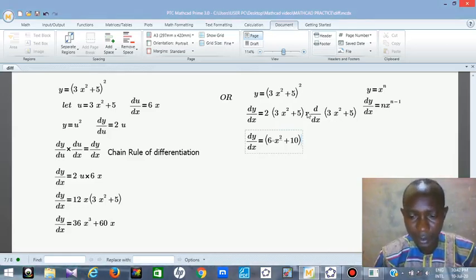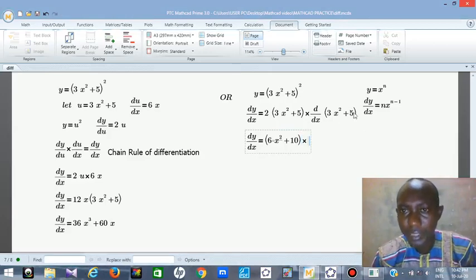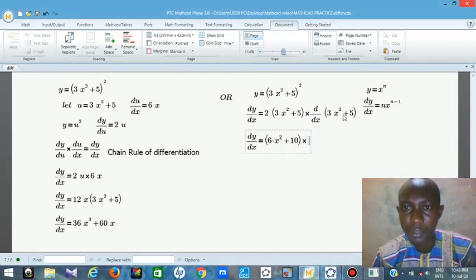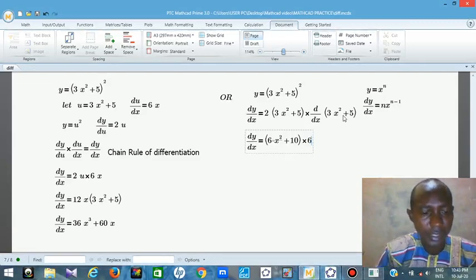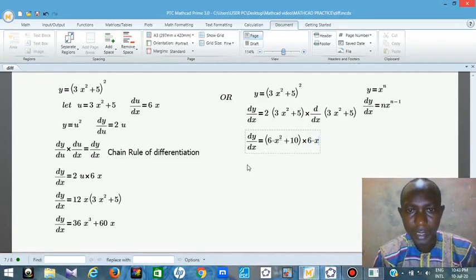So we have times, then let's differentiate this. That is the meaning of d dx. You differentiate what is inside the bracket. So when you differentiate this, you are going to have 6x, and 5 is a constant, which is 0, so you are going to have 6x. Now for the final answer, you see we are going to get this.